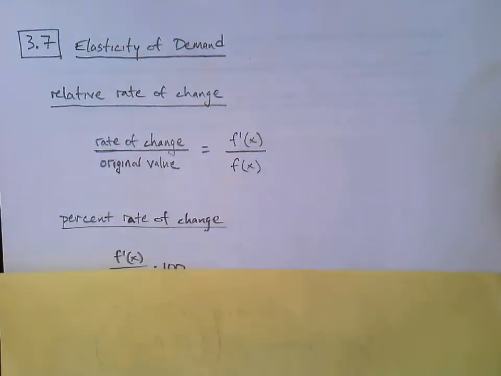Very similar to that, we've got the percent rate of change. The only idea here for the percent rate of change is we take the relative rate of change and multiply it by 100, and that turns it into a percentage.